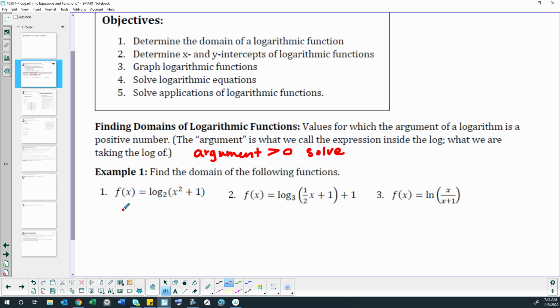For this first one, we have x squared plus 1 is greater than 0. So x squared is greater than negative 1. If we plug any number in for x and we square it, what kind of number do we get? We're always going to get a positive number, and a positive number is always going to be greater than negative 1. So this is always true, which means the domain for this particular function is all real numbers.